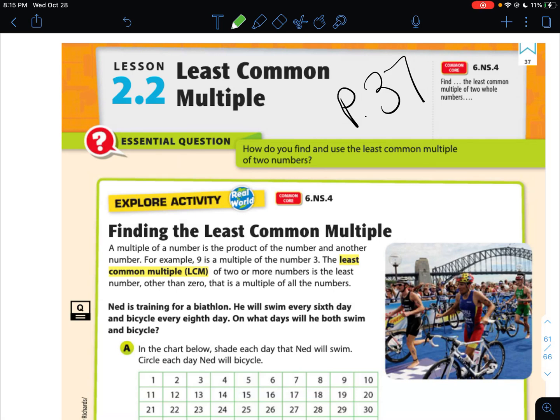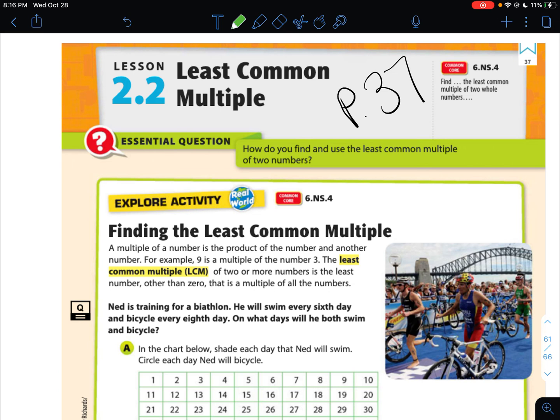Hey guys, today we are going to talk about least common multiple word problems. Yesterday we talked about what the least common multiple is. It's the smallest multiple that two numbers have in common. Today we are going to just focus on the word problem aspect of it.